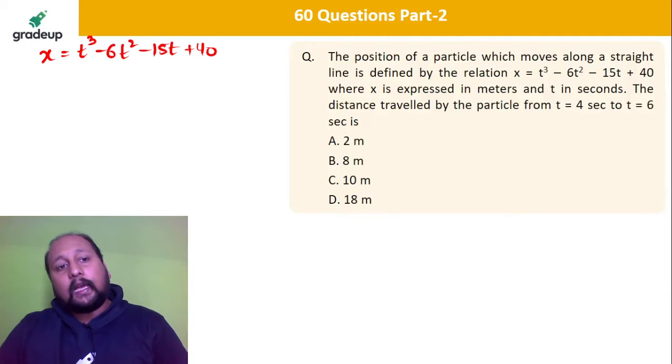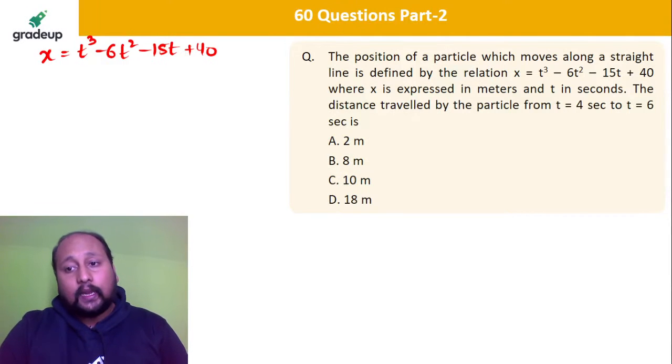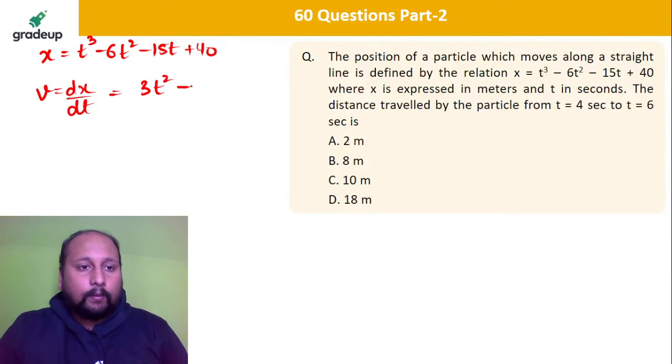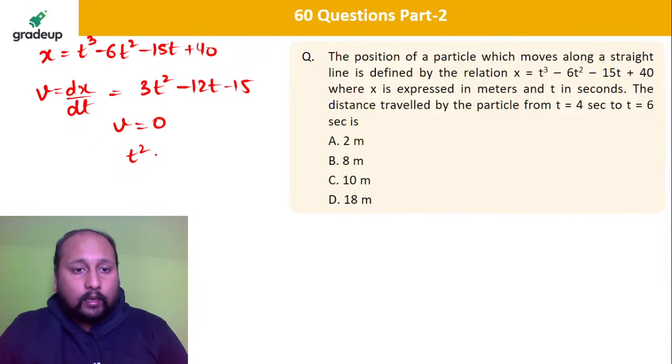Whenever they are asking a question like this, first of all, you need to check between this range, is there any point where the velocity is becoming 0? You need to check with that. So let us calculate velocity, that is equal to dx by dt, that is equal to 3t square minus 12t minus 15, and let us suppose velocity equal to 0. Let us check do we have any time in between these two where the velocity is coming out to be 0? So this is t square minus 4t minus 5 equal to 0.